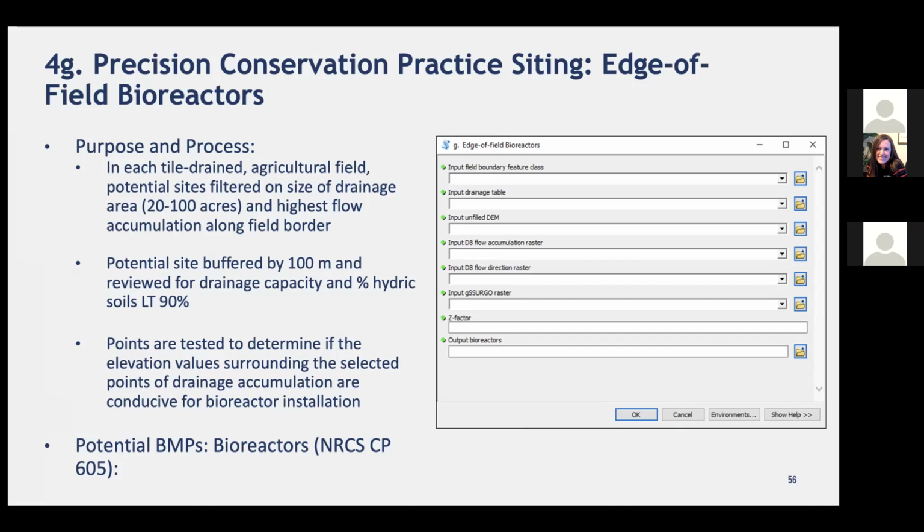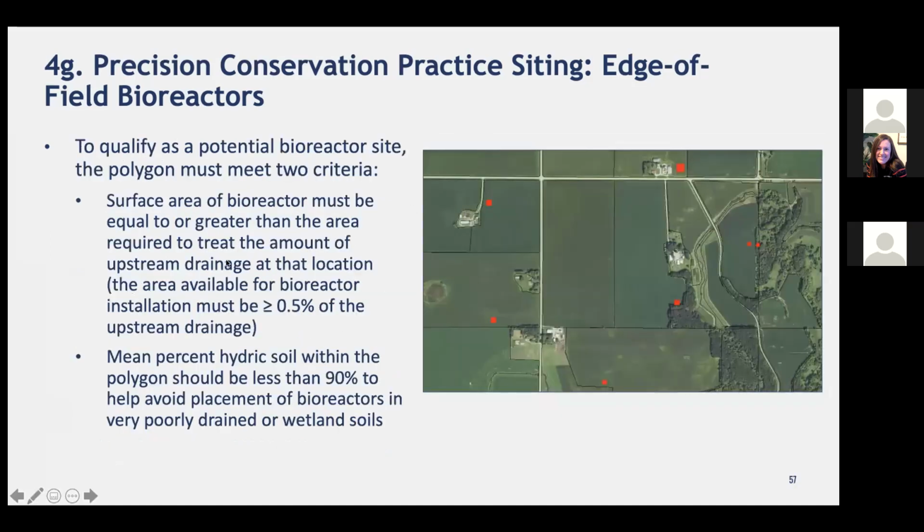Potential sites are buffered by 100 meters, and then they're reviewed for their drainage capacity and their percent hydric soils, which must be less than 90%. So if we look at suitability for these bioreactors, we would like the surface area of the bioreactor to be equal to or greater than the area required to treat the amount of upstream drainage at that location. And then the mean percent hydric soils within that polygon should be less than 90%. We want to basically avoid placing bioreactors in very poorly drained or wetland soils.